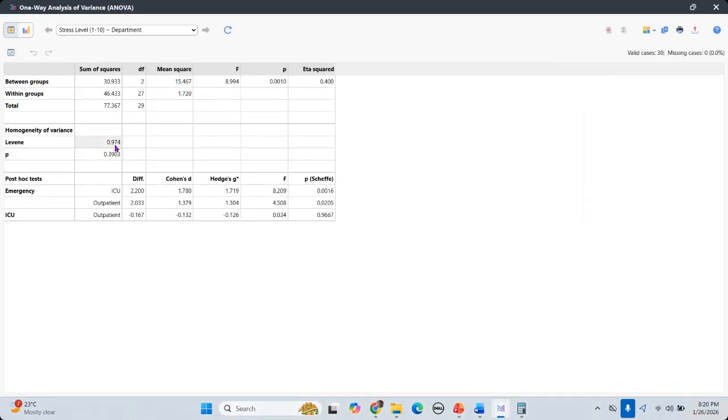Now look at the homogeneity of variance test result. It is greater than 0.05. It means equal variance is assumed. Now coming to the p-value. The p-value is greater than 0.05. It means there is no significant difference between department and stress level. Means all the people who are working in different departments, there is no difference. Irrespective of the department they are working in, they have an equal level of stress.